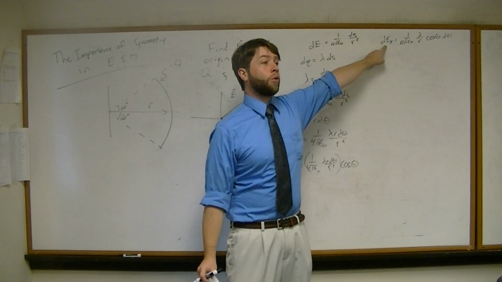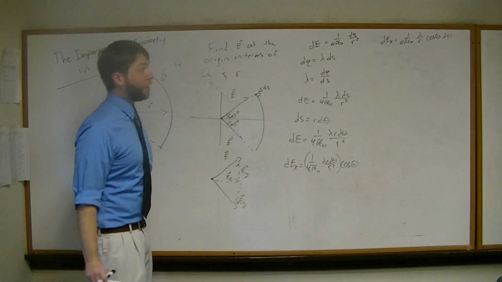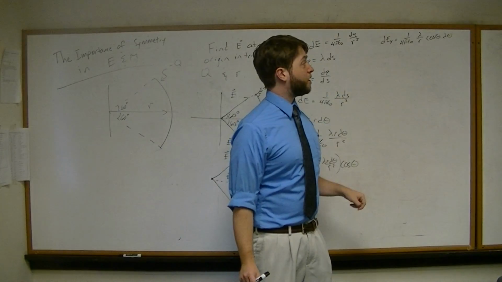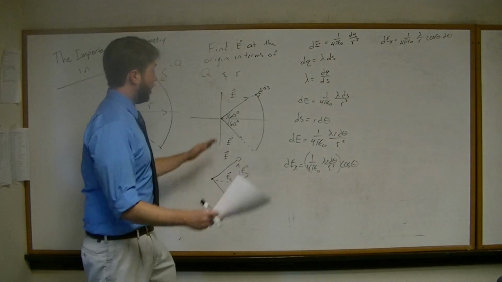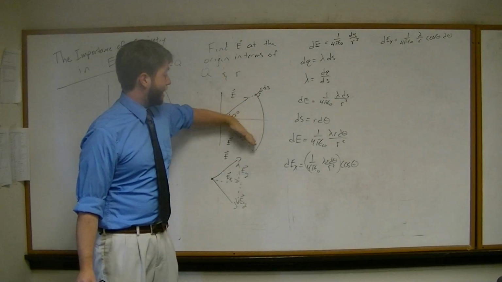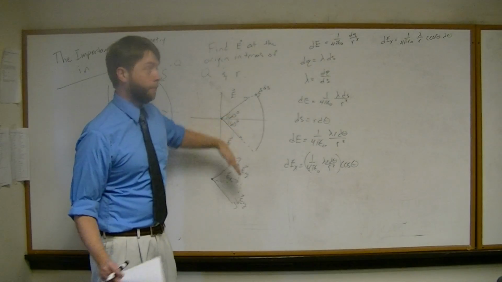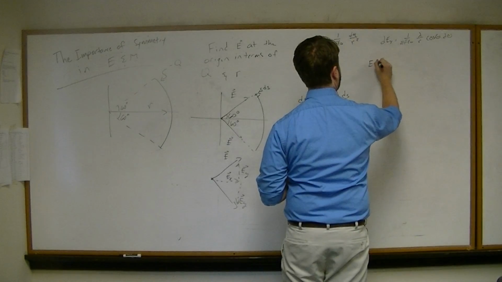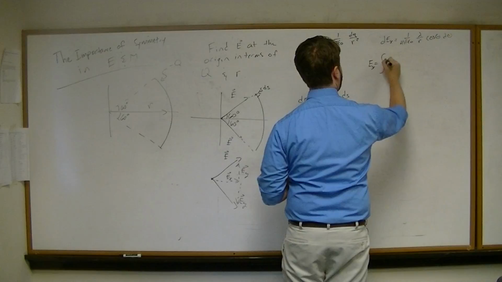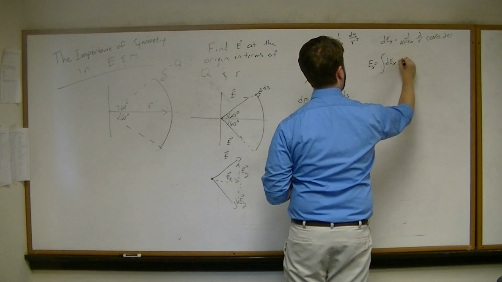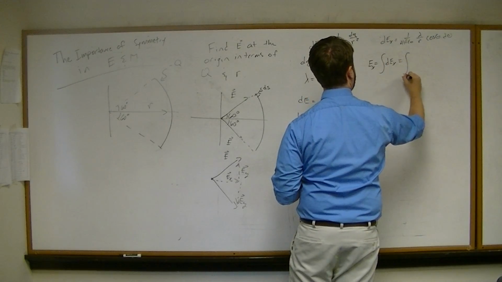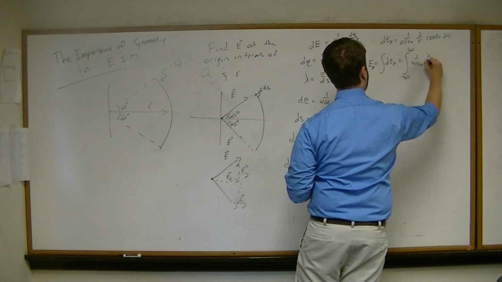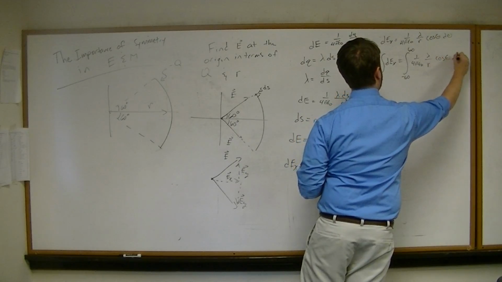So I have to integrate in order to get the full amount. The limits of my integration, since it's given in terms of a small angle component, are going to be 60 as my upper limit and negative 60 as my lower limit. So we're going to integrate here. So E in the x direction is equal to the integral of dEx, which is equal to the integral from negative 60 to 60, 1 over 4 pi epsilon naught lambda over r cosine theta d theta.